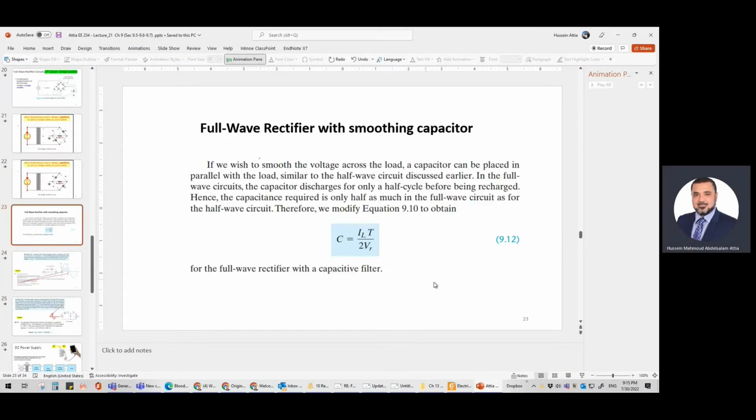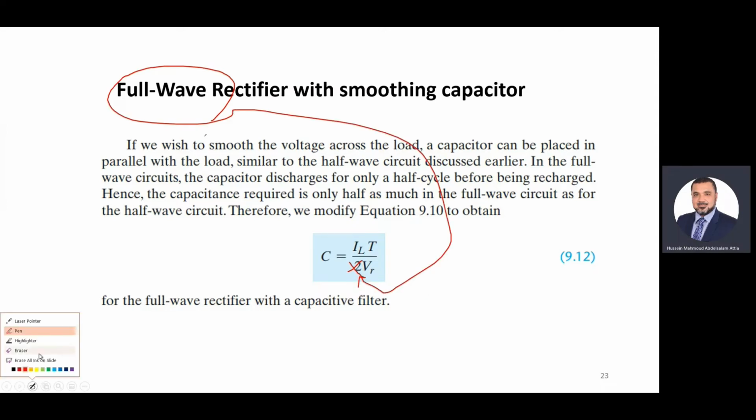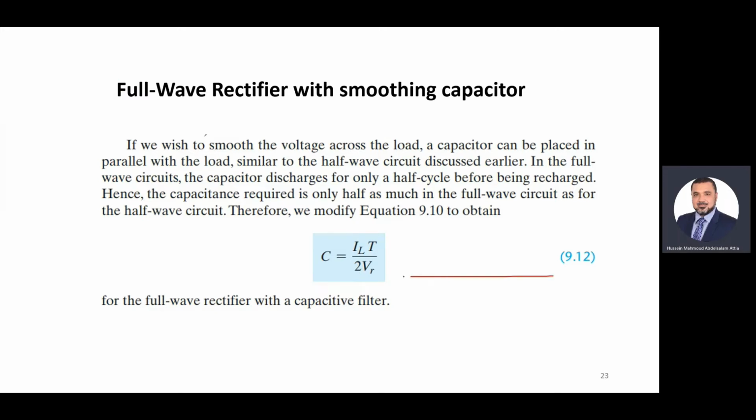In this case, the capacitor needed to do smoothing will be half the value of that in the half wave rectifier. Look at this value. This value is 1/2 times the value we used in the half wave rectifier. In the half wave rectifier, we don't have this 2. But here, because we have full wave, we will have 1/2. This means it's better. The behavior here is better because here you have a full wave rectifier. So when the capacitor charges and discharges, you will have better performance.